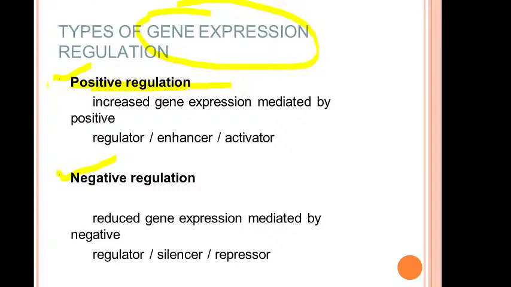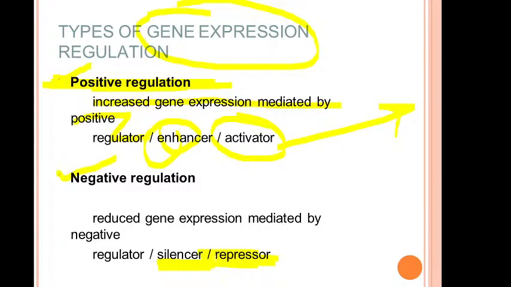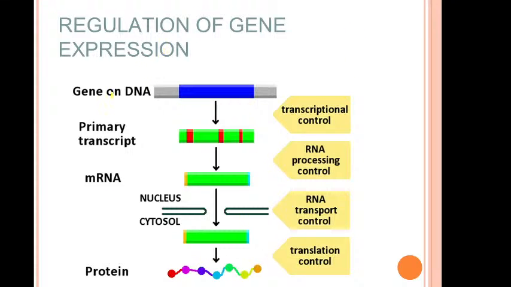What happens in case of positive regulation? Increased gene expression mediated by a positive regulator. So we have a positive regulator which will enhance the reaction. We have negative regulators which will stop the reaction. We have silencers or repressors which will repress or suppress the reaction. We have activators in case of positive regulation which will enhance the reaction. So these are the enhancers which are positive, and silencers which are negative and will stop the reaction. So this is the regulation of gene expression.